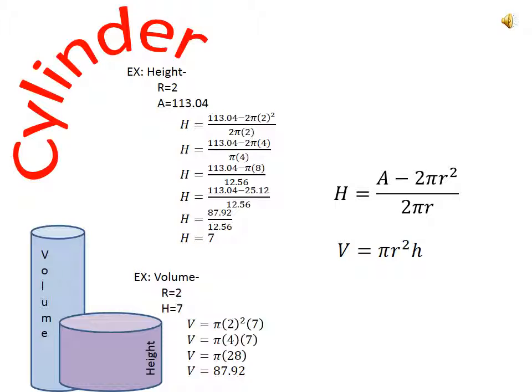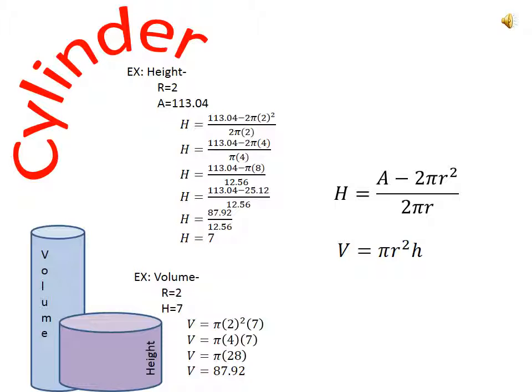Next we'll do cylinder. For cylinder, we'll learn to find the height and the volume. To find the height, you need the area minus 2 times pi times r squared over 2 times pi times r. You shouldn't need this for the milestone because they should give you the height, but here's how to do it just in case.